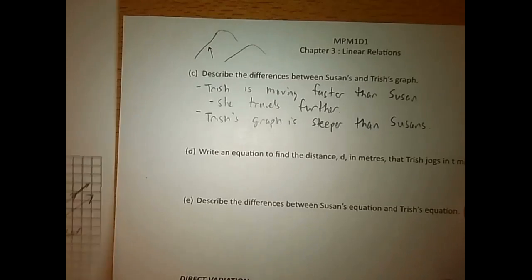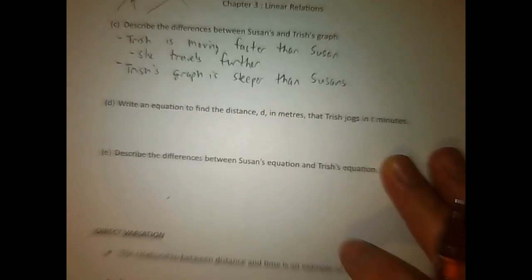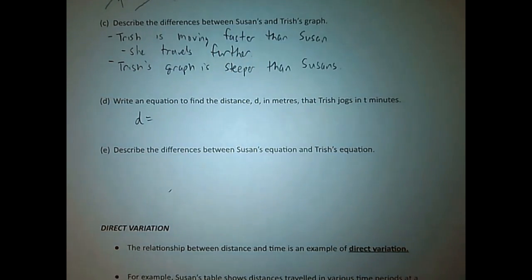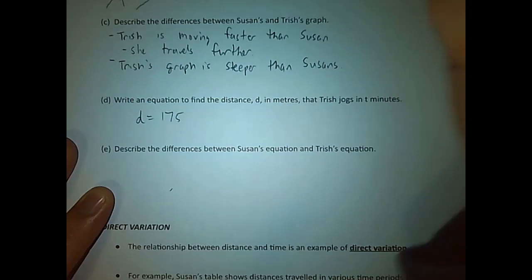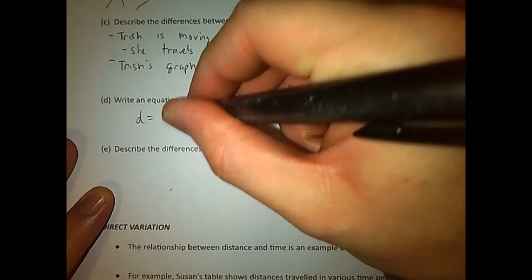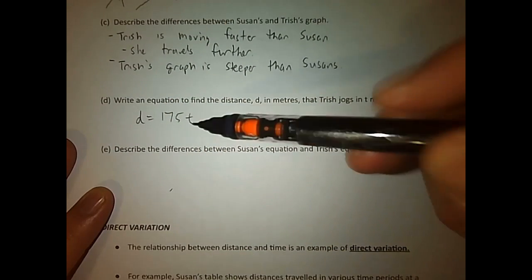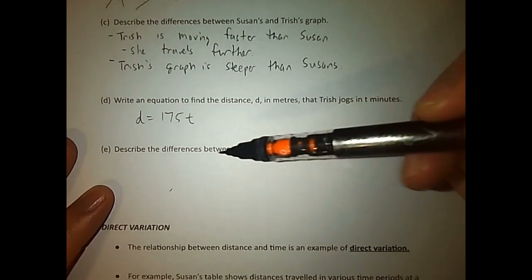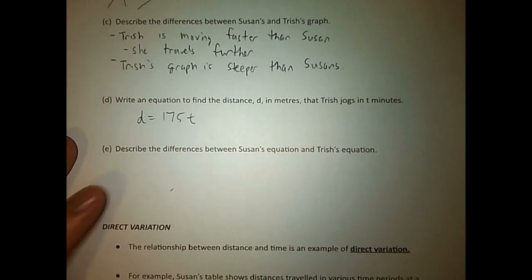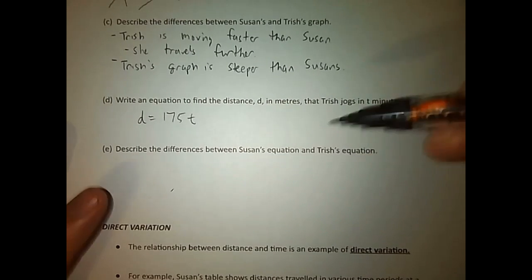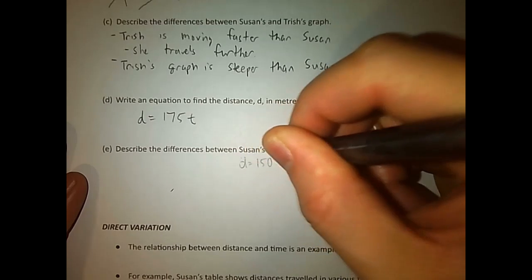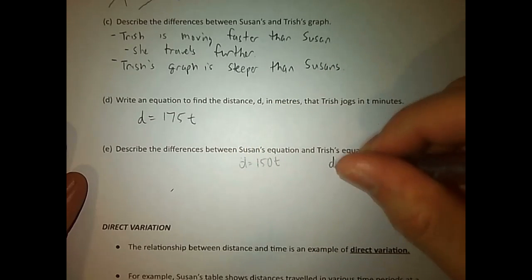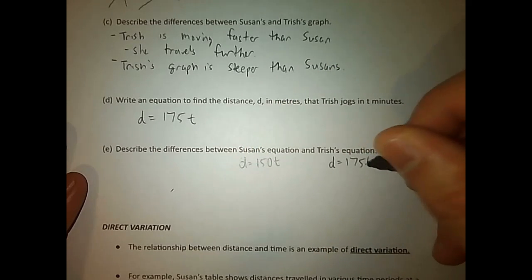So now we can write an equation for Trisha's jog in t minutes. So again, distance is going to be equal to, this time, 175 meters times t minutes. So again, if it's 1 minute, it's 175. 2 minutes would be 350, and so on. So now we can describe the difference between Susan's equation, which we said was d is equal to 150t, and Trisha's, which is d is equal to 175t.